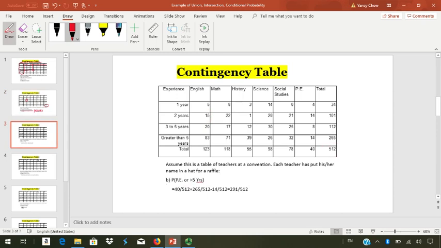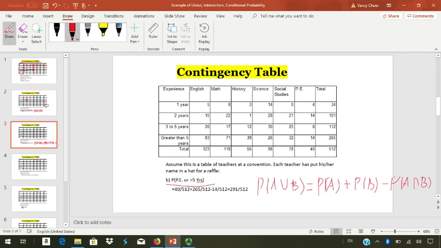Question B. What's the probability that the teacher teaches PE or has more than 5 years teaching experience? So this will be the union. So remember, probability A or B equals the probability of A plus the probability of B. And remember, you need to minus the probability A and B.